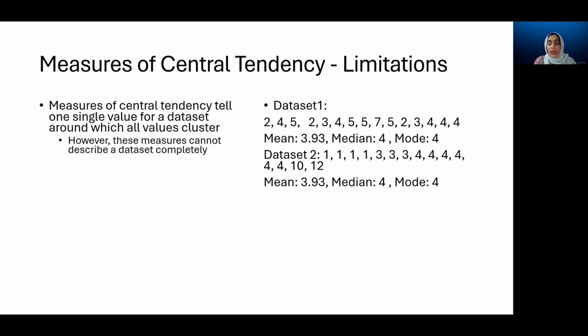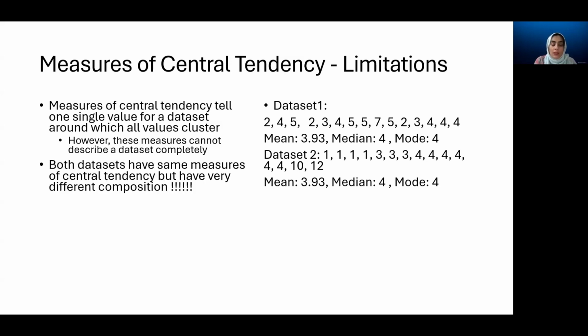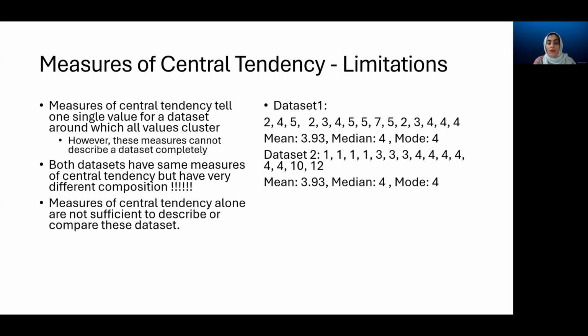So if you closely look at the values contained in this data set, they have a different composition, but the measures of central tendency come out to be exactly the same. And this is why we cannot use the measures of central tendency alone to describe a data set completely, because they can make you come to wrong conclusions. Such as in this case, if only the measures of central tendency are reported, you may conclude that these data sets are equal or very similar, but this is not the case, as you have just seen.